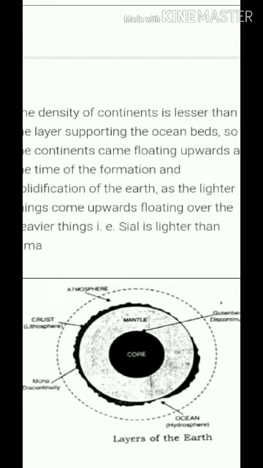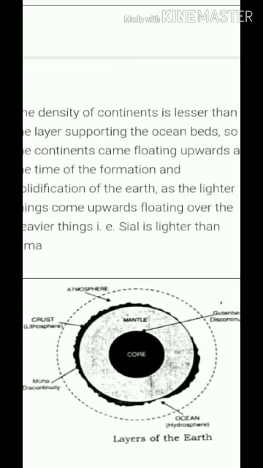The core is sometimes divided into the inner core and outer core, and the average diameter of the core is about 6,950 kilometers. The outer core is about 2,275 kilometers thick. It means the upper core part, or outer core part, is about 2,275 kilometers thick, and the interior is about 6,950 kilometers.